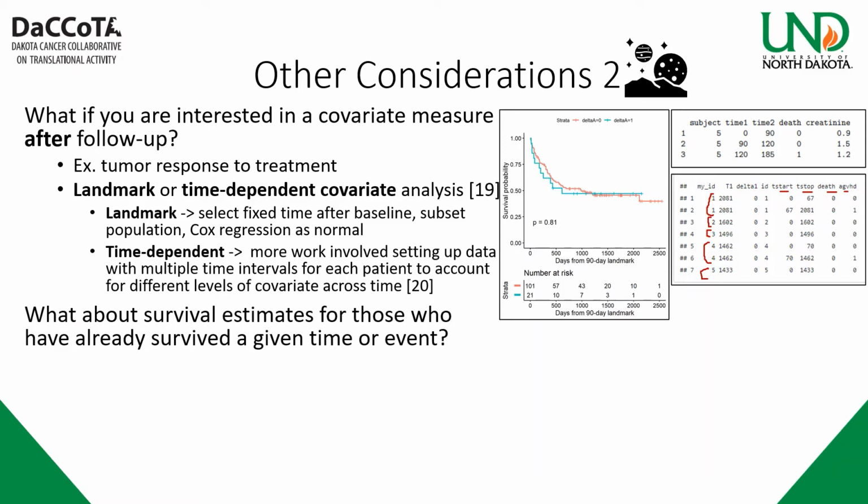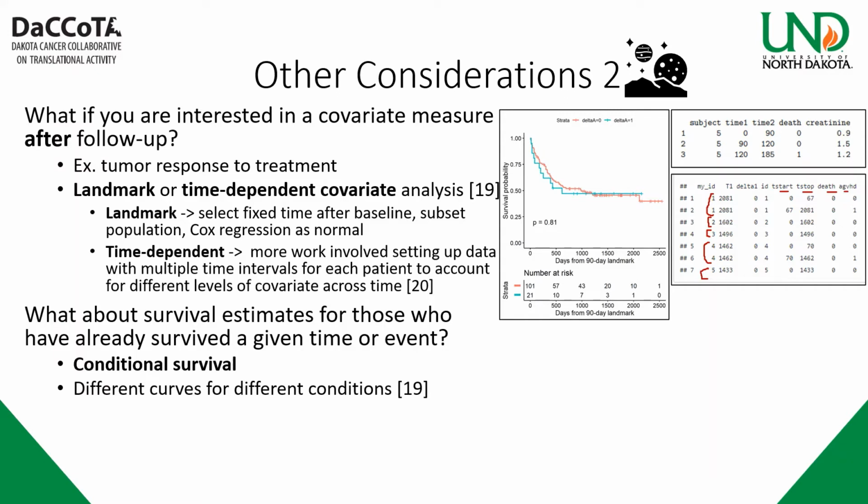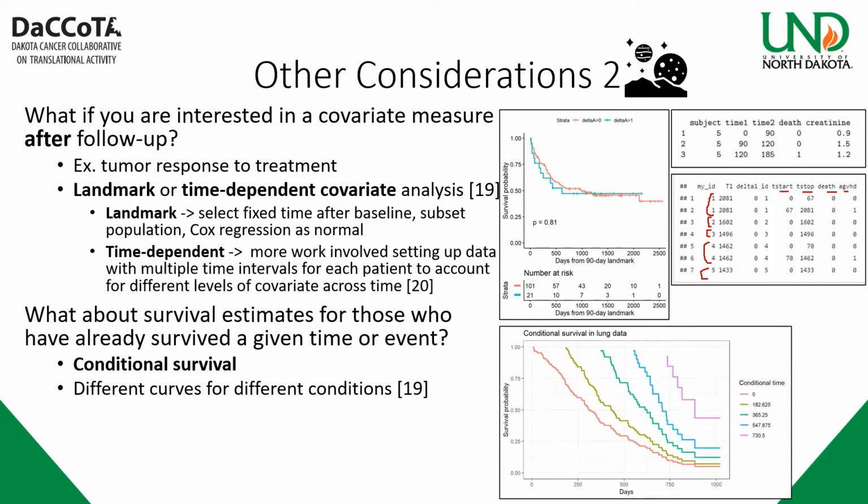Further question, what about survival estimates for those who have already survived a given time or event? This is known as conditional survival. You can have different curves for different conditions. For example, this is conditional survival for lung data, given a certain amount of survival already. And so you can do things with that.